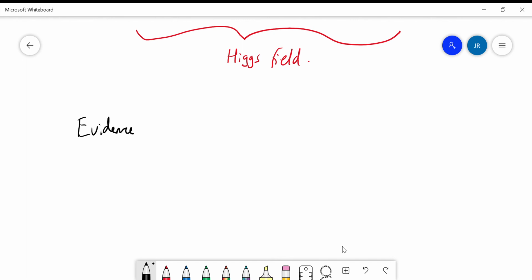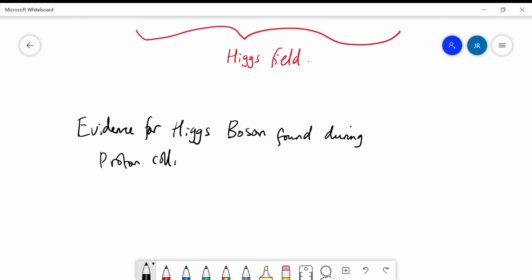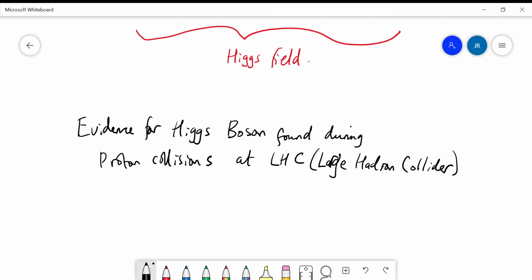So evidence for the Higgs boson and the Higgs field, you can really use them interchangeably, was found during proton collisions at the LHC, which is the Large Hadron Collider in CERN in Switzerland, I believe. And this was found or reported on July 4th, 2012.